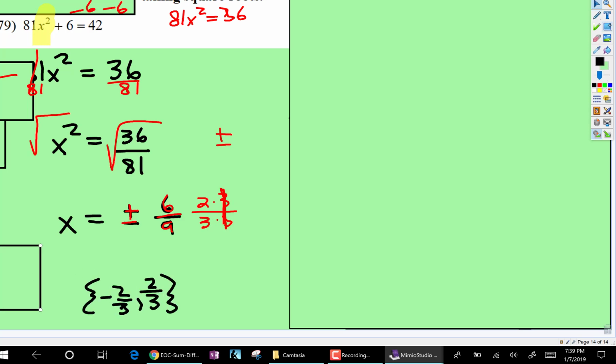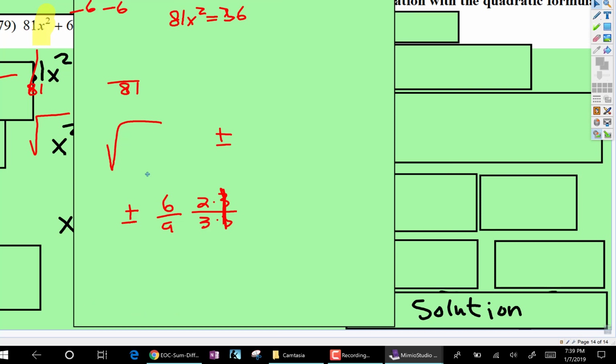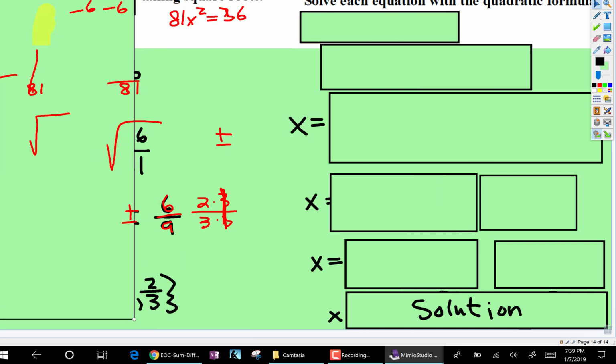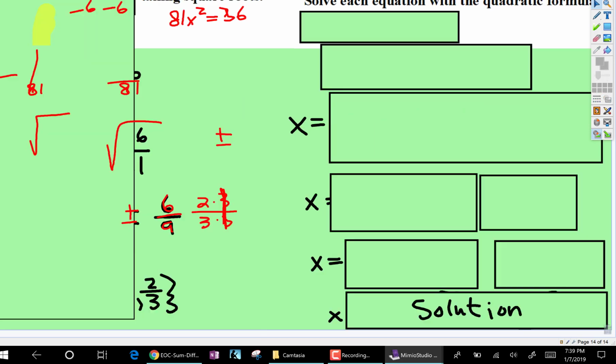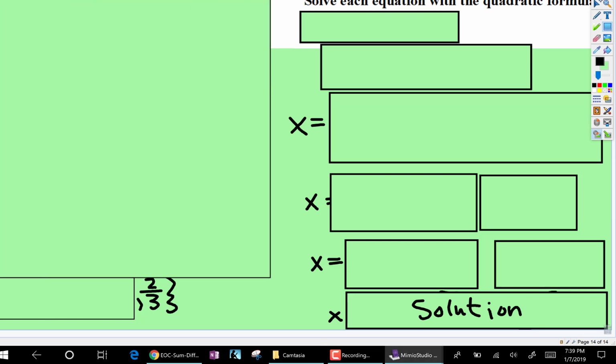All right. So one last method for solving. So we did the factoring method. We did the completing the square method. We did the square root method. And now we're going to do the quadratic formula method. So let me cover all of this stuff up.